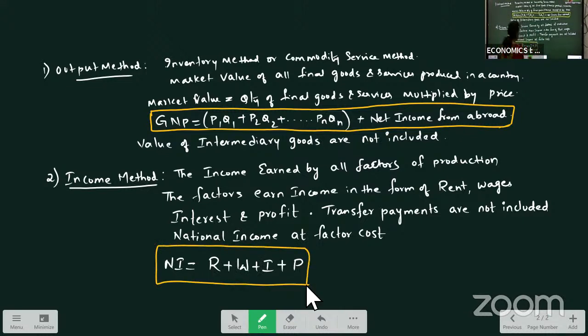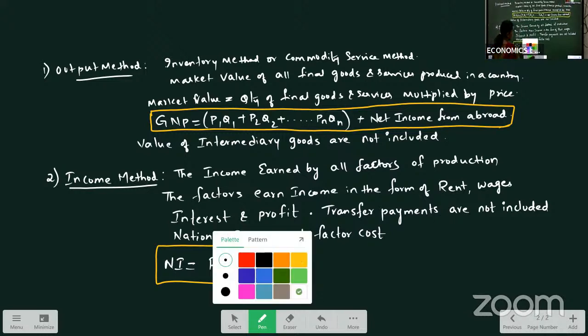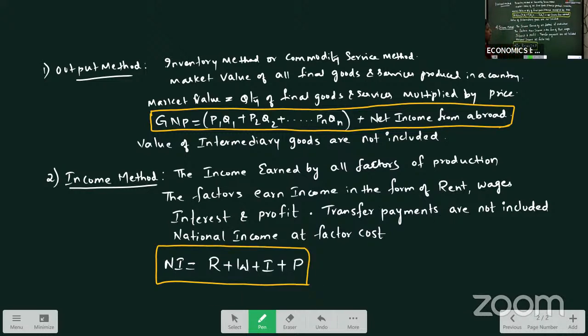So what is income method? Income method is where all the income earned by all the factors of production are taken to calculate national income. So the income earned by all the factors of production are in the form of rent, wages, interest, and profit. Okay, so when we add up all the income of the factors, we get national income at factor cost. Okay, so this is how we calculate in income method.